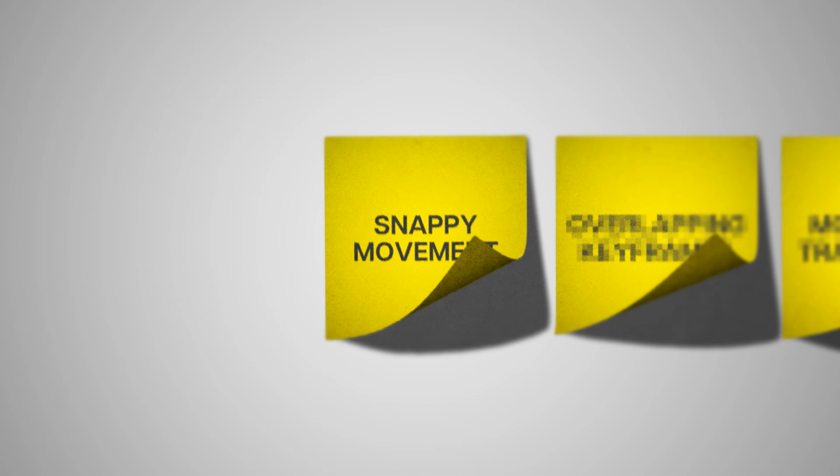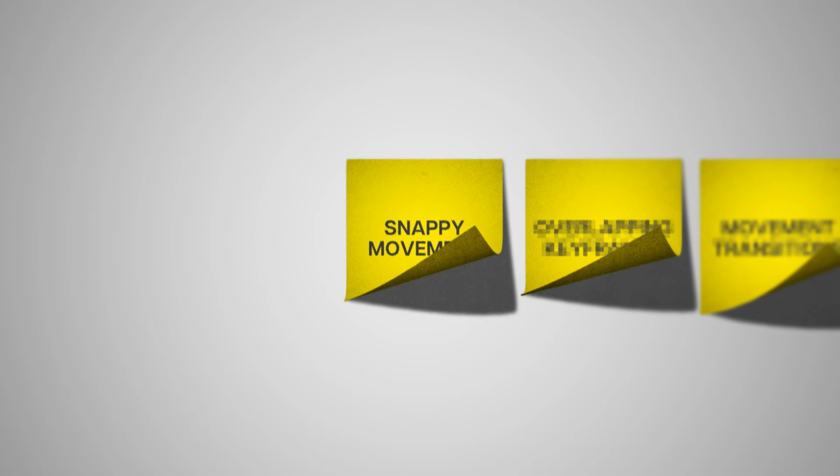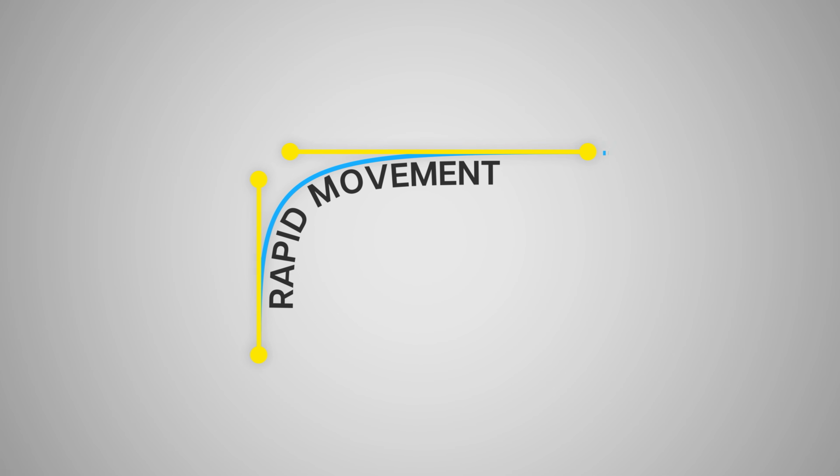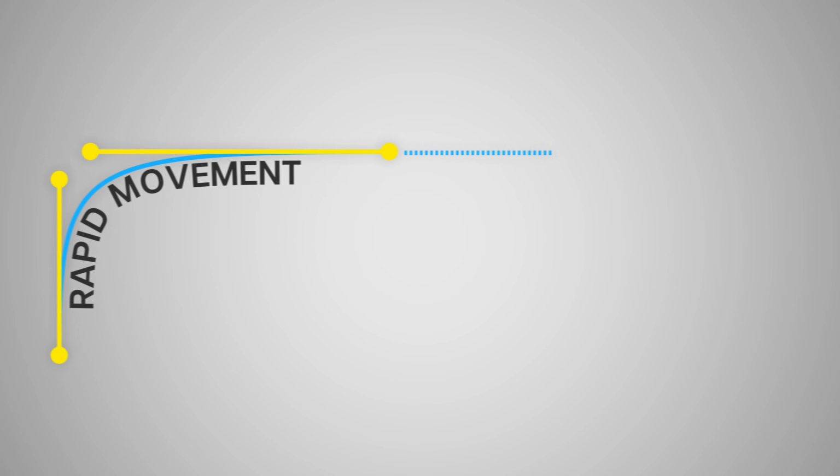So the first component is snappy movement. This is something I use all the time in all my intros, and I feel like most editors don't even know about it. So you can use it for position, for scale, it doesn't really matter, but the goal is to create that rapid movement and then we're gonna prolong it with a linear movement. It will make sense in a second.